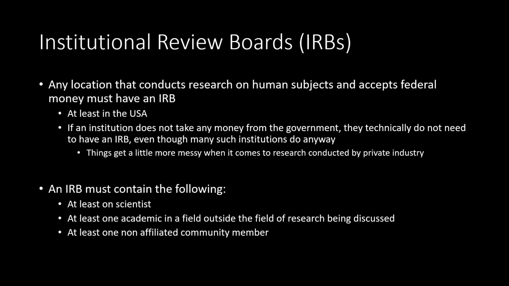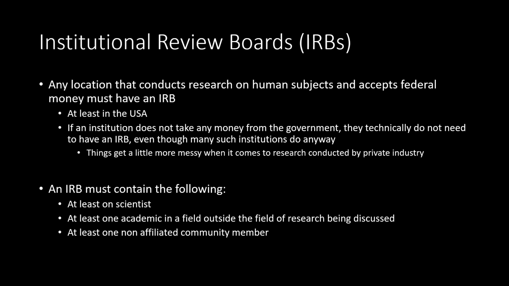Now, an IRB must have the following. It has to have at least one scientist. It's also got to have at least one other academic who's in a field outside the research being discussed. So, for example, in a research-oriented IRB for a psychological study, I would need a psychologist, and I could have also, say, a philosopher or a physicist or a biologist or a linguist or just some other academic who's not in the field of psychology.